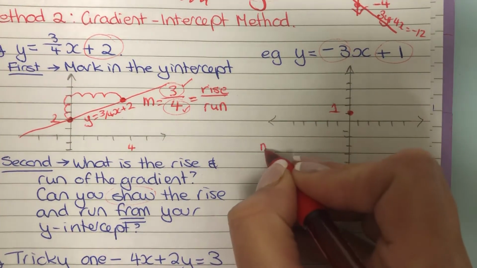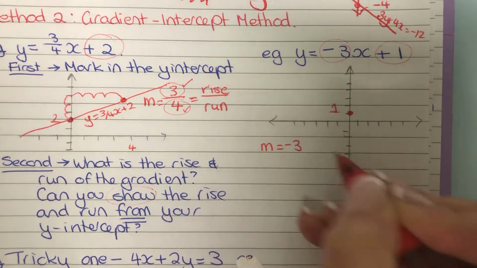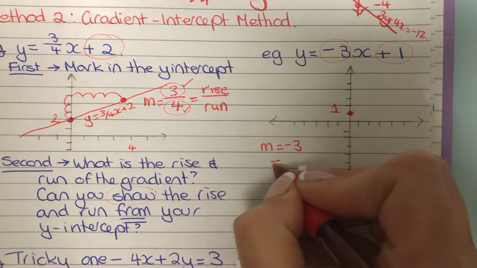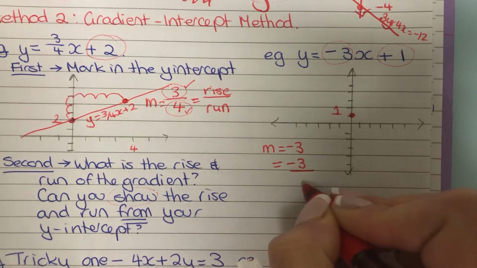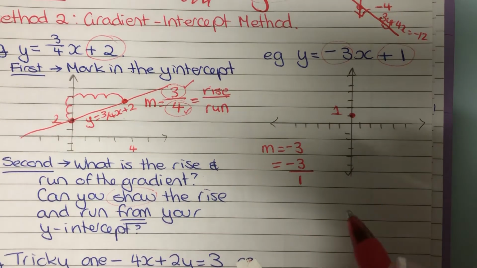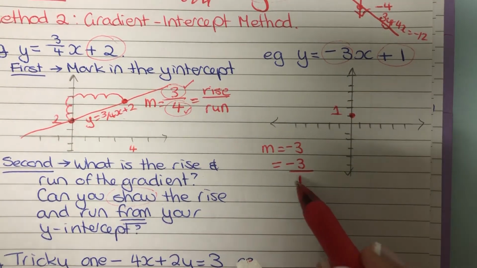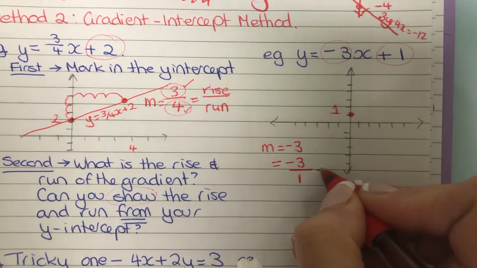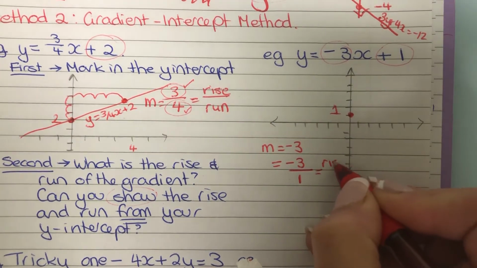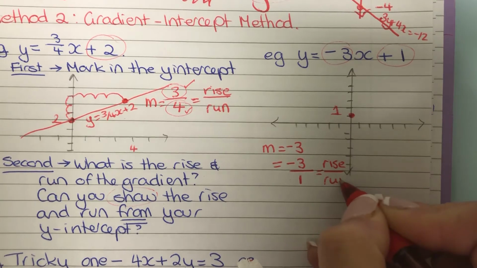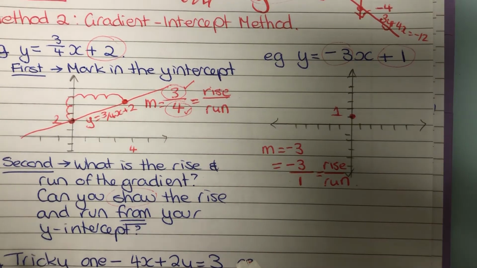Now this will happen often. If we write it down, we can see it's not a fraction. So think about what that means. -3 over 1. If you want to make a fraction out of any number, you just put it over 1. And normally we'd never do that, but we're going to do it now so you can clearly see what the rise and the run is.